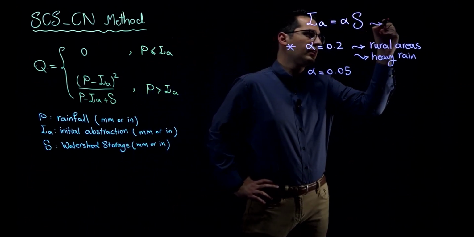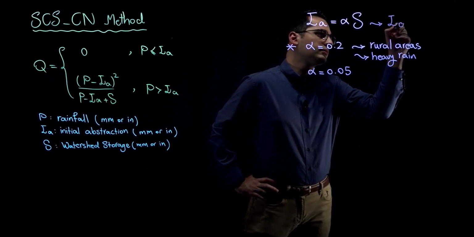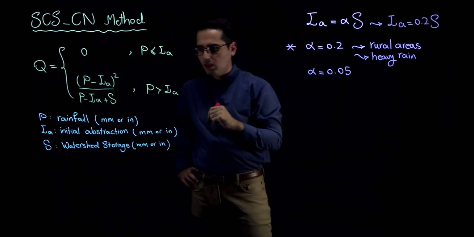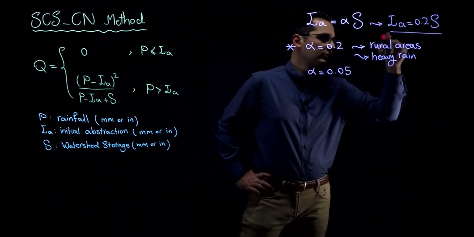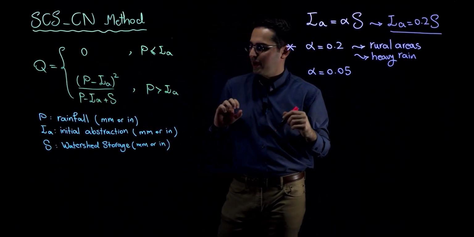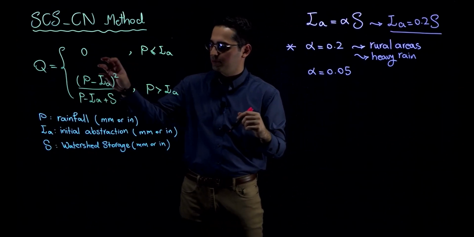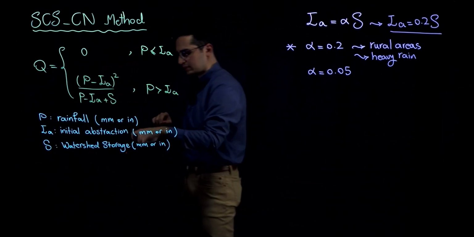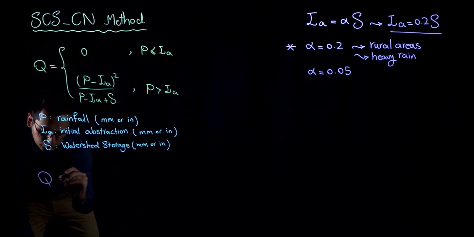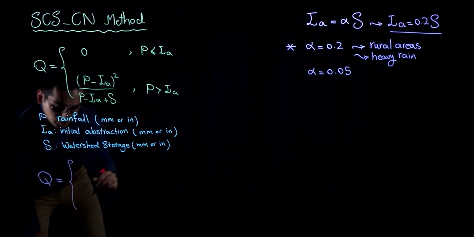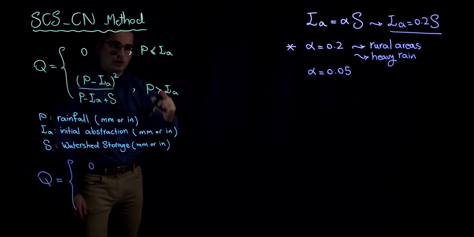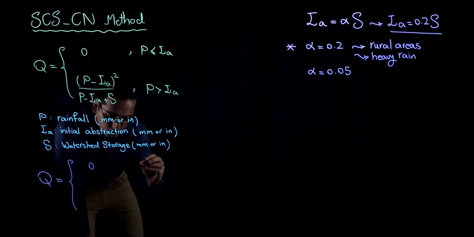So I can write I sub A equals 0.2 times S. Now, if I take this equation, the equation for I sub A, and put it inside SCS curve number equation, I can have an equation that is a function of precipitation or rainfall and watershed storage. Let's write it down over here. Q, or surface runoff, it would be 0 if precipitation is less than or equal to I sub A, and we have the value of I sub A over here.